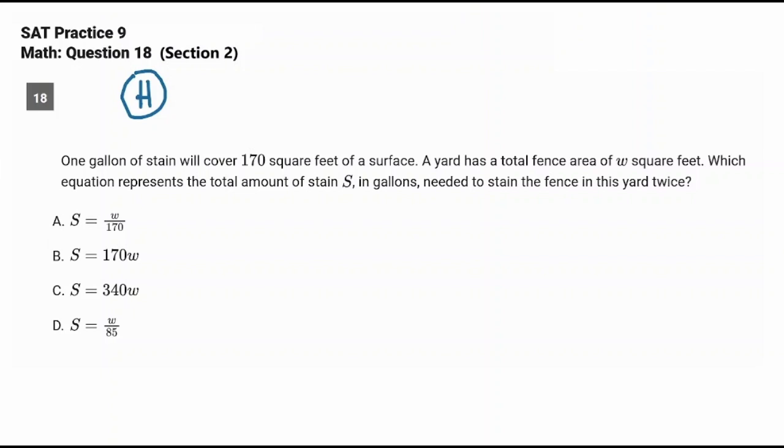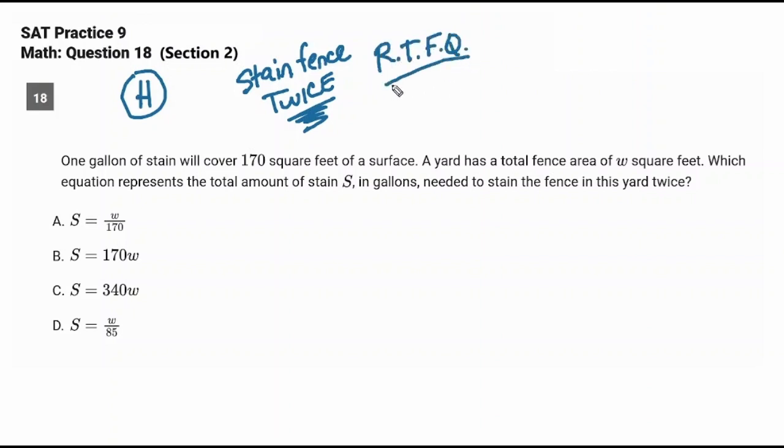1 gallon of stain will cover 170 square feet of a surface. A yard has a total fence area of W square feet. Which equation represents the total amount of stain, S, in gallons, needed to stain the fence in this yard twice? So write down what you're looking for. It's stain fence twice. If you don't RTFQ, you're going to get this question wrong. Read the question.